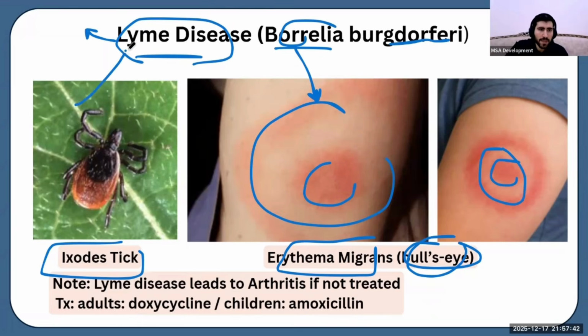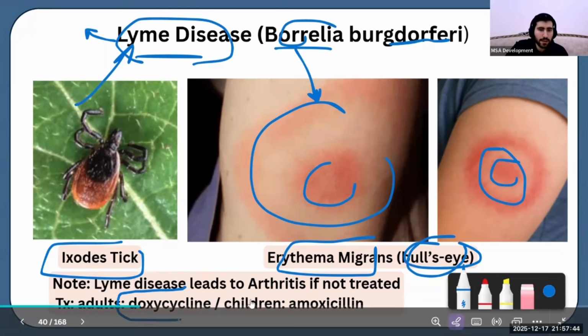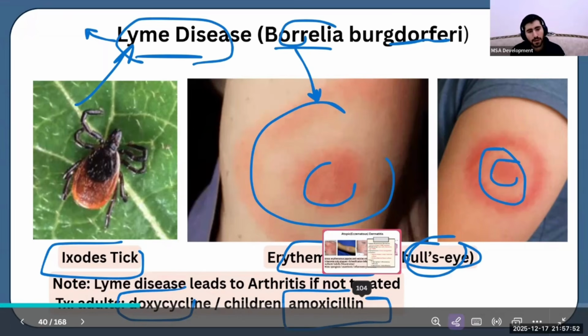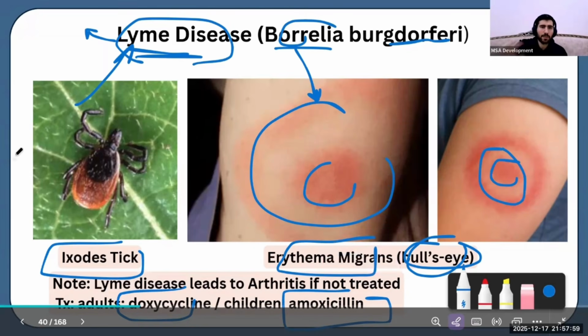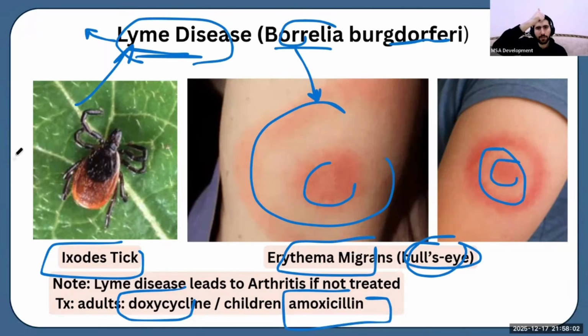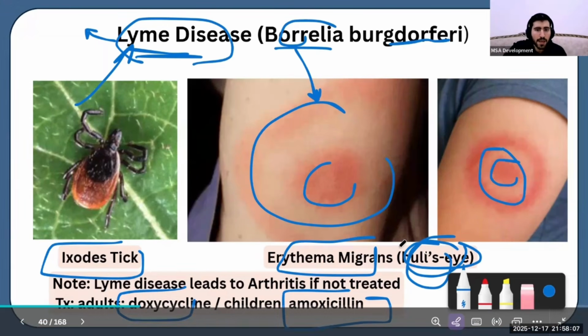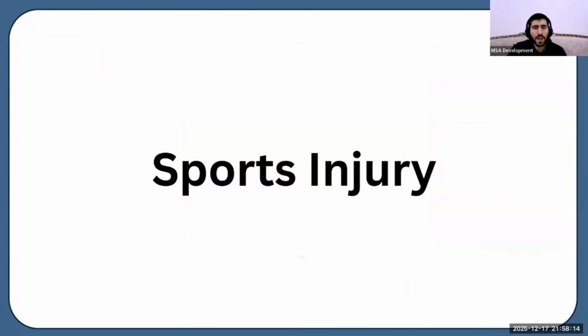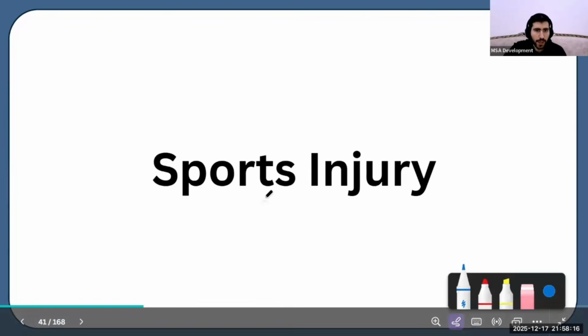Now, the treatment for Lyme disease for adults is doxycycline, for children is amoxicillin. You need to memorize this because one time they asked this question: an arthritis that is treated in adults with doxycycline and in children with amoxicillin is what disease? And you need to say Lyme disease. Okay? So, Lyme disease. The Ixodes tick has Borrelia. When it bites you, it will cause two things: erythema migrans, which is the bull's eye, and arthritis. The treatment for adults is doxycycline, for children is amoxicillin. I hope everything is clear for the bone and joint diseases.